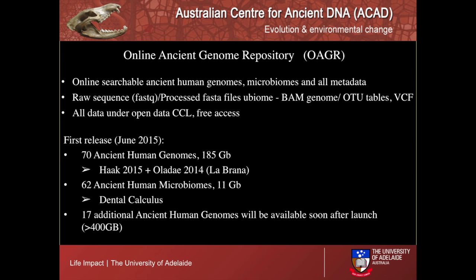this information is enormous. I believe in the next month or so, another 70, at the moment we've got 70 ancient human genomes on there. A lot of the work that we've done with David and with Cambridge. We've got 62 ancient human microbiomes up there at the moment from dental calculus, work we've done so far. We've got another 17 genomes that we're working on with David that we expect to be available before too long.